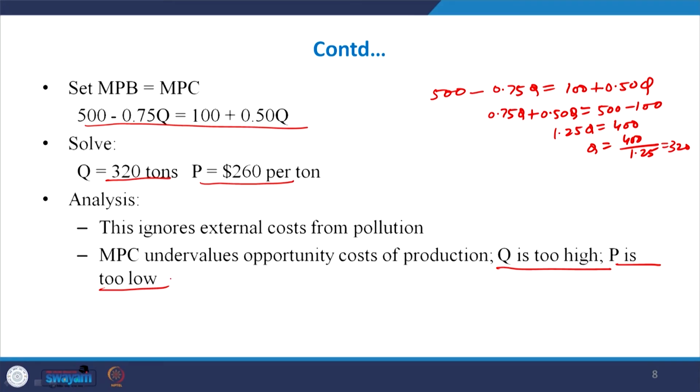So, market cannot take care of the pollution generated in this regard, but if there is a regulation, and if the regulator says that whatever pollution is generated, it should be treated by the sugar mill before releasing it into the atmosphere, then the externality will be internalized.